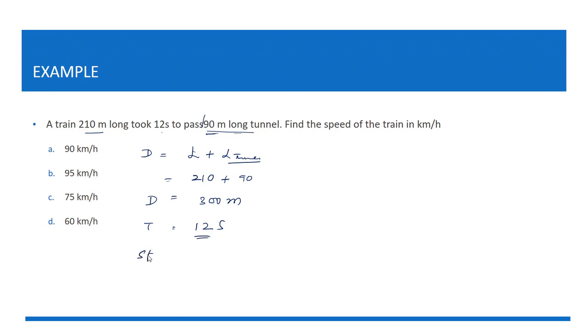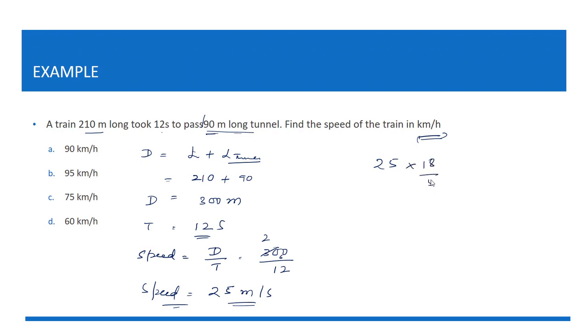We need to find speed. Speed is equal to what? Distance by time. Correct? Distance is 300 and time is 12 seconds. Let us simplify. Right. So 12 twos are 24, 6, 12 fives are 60. So this is going to be 25 meter per second speed. But we need to convert it into kilometer per hour. To convert meter per second to kilometer per hour, you need to multiply by 18 by 5, right? That is going to be 25 into 18 by 5.